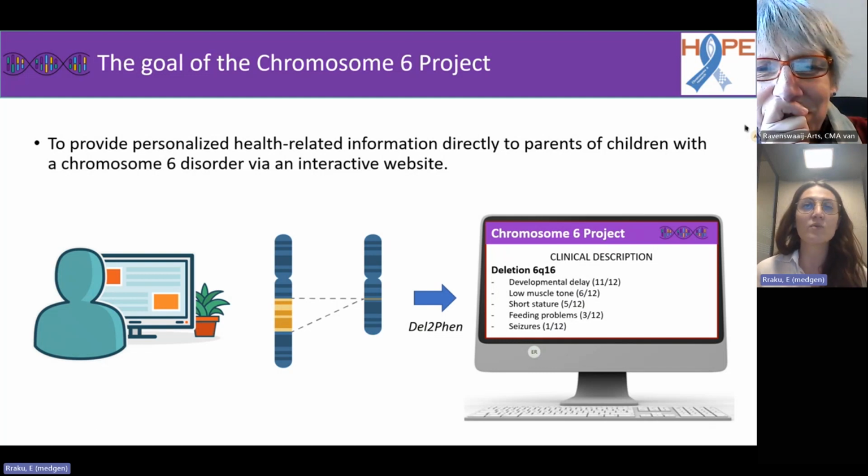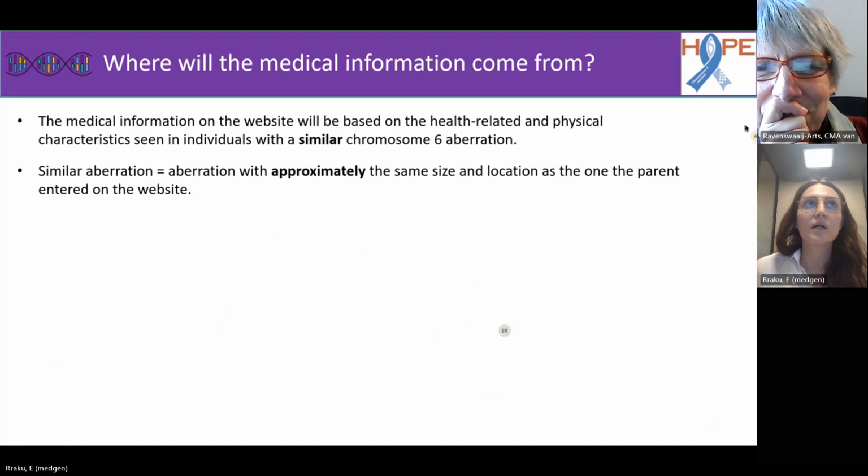Now, how will this work? Where will the information on the website come from? This information will be based on the data we have been collecting through the chromosome 6 questionnaire. We have explained before that we collect detailed information from parents on health and development characteristics via this questionnaire. The medical description on the website, which is the list that I showed you before, will consist of features that are seen in individuals with a similar chromosome 6 aberration.